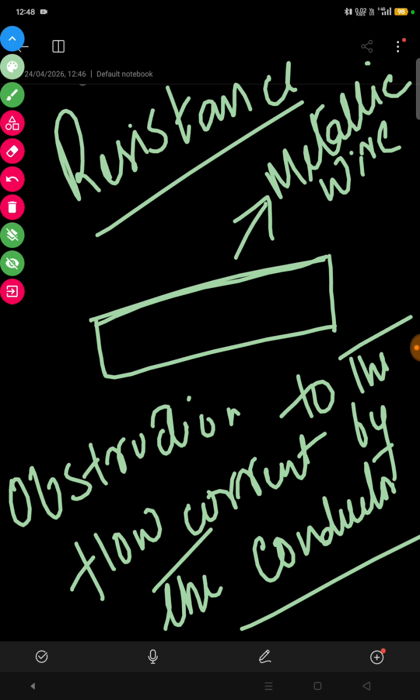So we know this is a metal. We have taken a metal wire, and we know that metal has a large number of electrons, and they also have an equal number of positive ions. What are these positive ions? The atoms which have given out the electrons, which lose the electron, they form the positive ion. The positive ions do not move, but the electrons are free inside the metal to move.